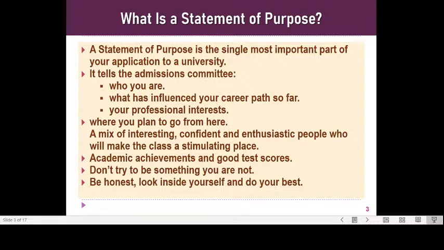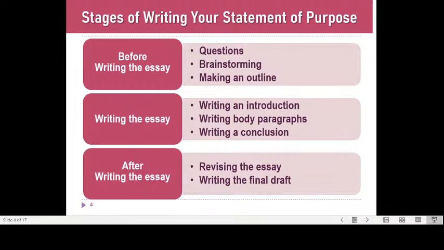It shows your interests, whether you are confident, enthusiastic, because many interesting, confident, and enthusiastic people apply to the same program, and your academic achievements, your test scores. Do not try to be something you are not. Be honest, look inside yourself, and do your best.